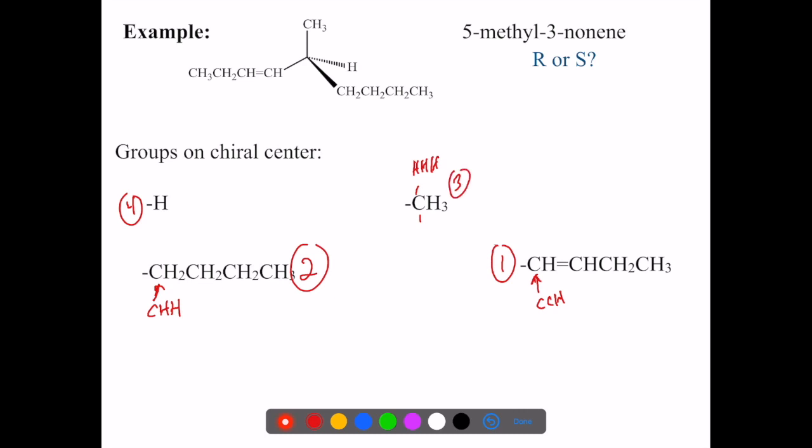So if we label these, this is 4, 1, 3, and 2. And it's nice because 4 is going back. We don't have to do any rotation. This will be S.